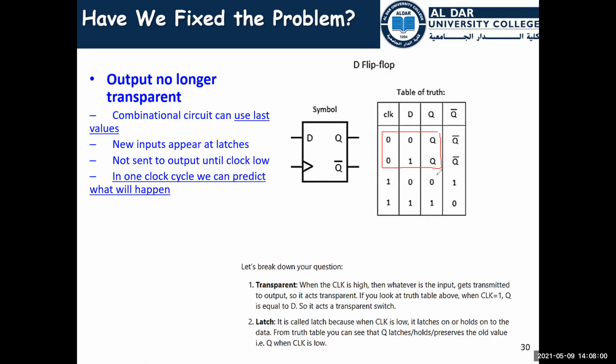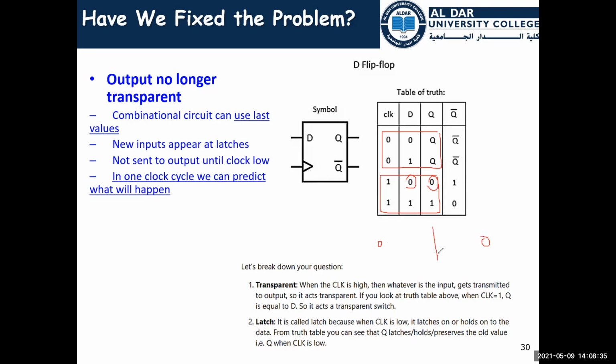Okay. What about this one? This one means we have an input 0, the output will follow the input. So the current state will always be 0, irrespective of the previous state. There is no mention of the previous state. This means transparent. Transparent means that 0 appearing at the input appears at the output.